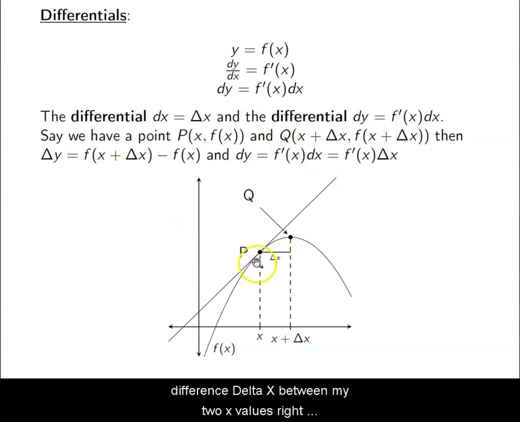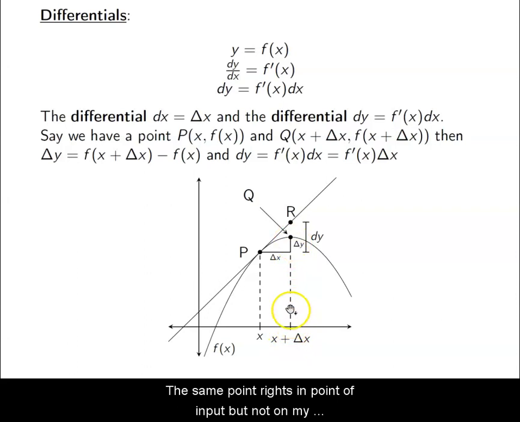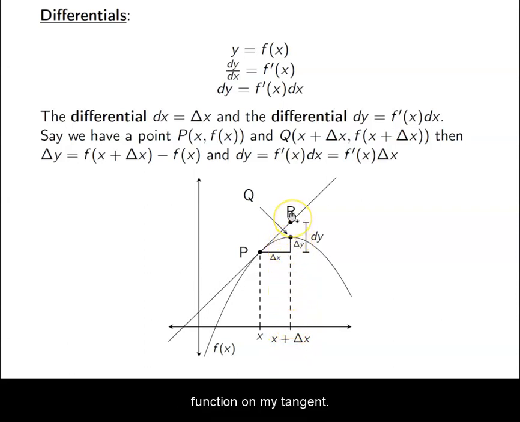This is the difference, delta x, between my two x values, x and then some distance, delta x away. This is my change in y values, the output of one and the output of the other, the difference between the two outputs. My differential is the difference in height at x plus delta x. Okay, this is dy. So it's a difference from P to the same point of input, but not on my function, on my tangent line. So change in y is the change on my curve.